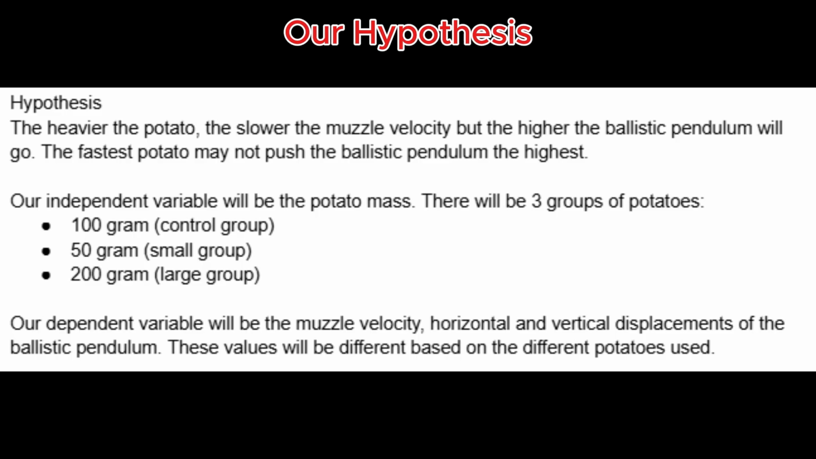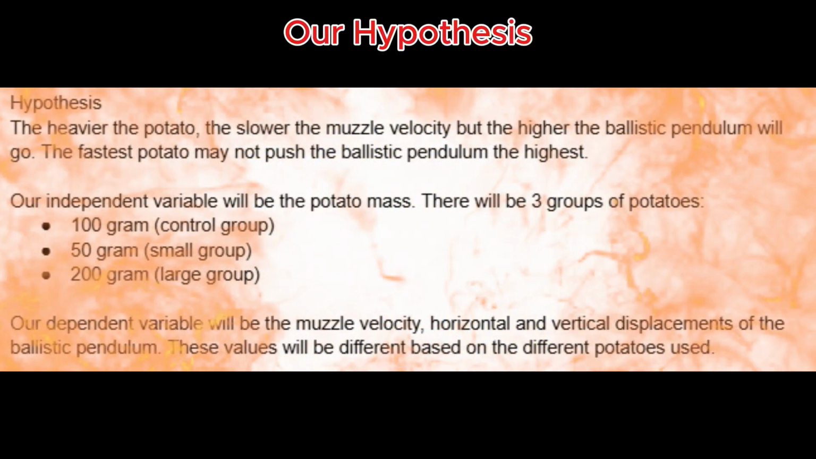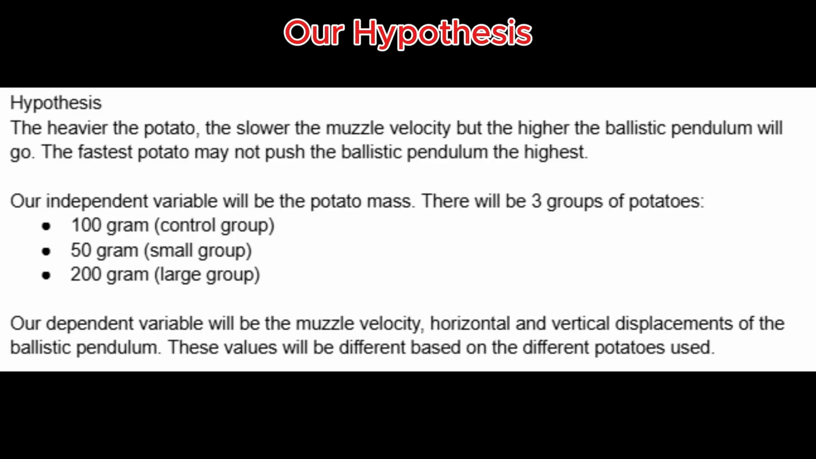Our hypothesis for the lab is the heavier the potato, the slower the muzzle velocity, but the higher the ballistic pendulum will go. This means that the fastest potato may not be the one that pushes the ballistic pendulum the highest. We believe that this is the case because the heavier potato will have more momentum. For our independent variable, this will be our potato mass.